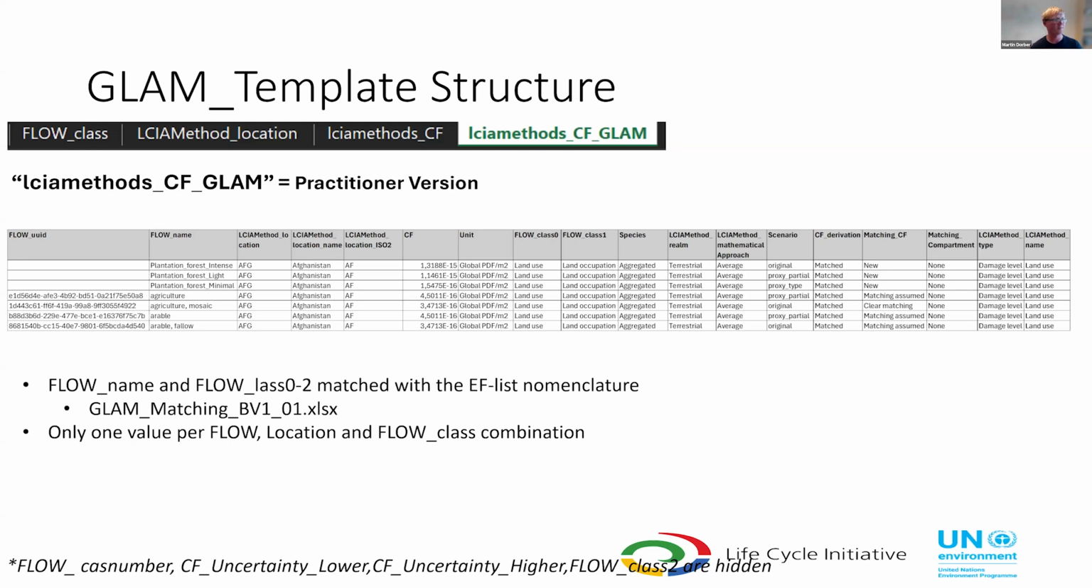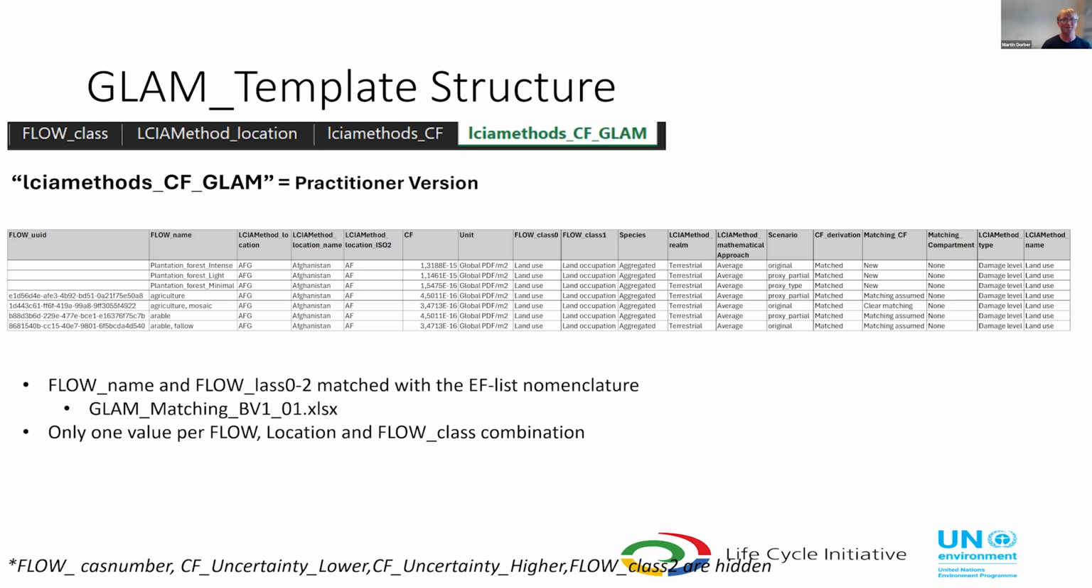And in this case, for example, here you can see the flow name is agriculture, and then there has been a matching towards the name of the EF list. And in this case, there has been a matching assumed. So what do I do by matching assumed? We didn't have exactly the same flow name before, but we can assume a matching. And then there's also clear matching, which means it was more like a syntax thing, so that we see if there's maybe a comma or a point or underscore or something like this.